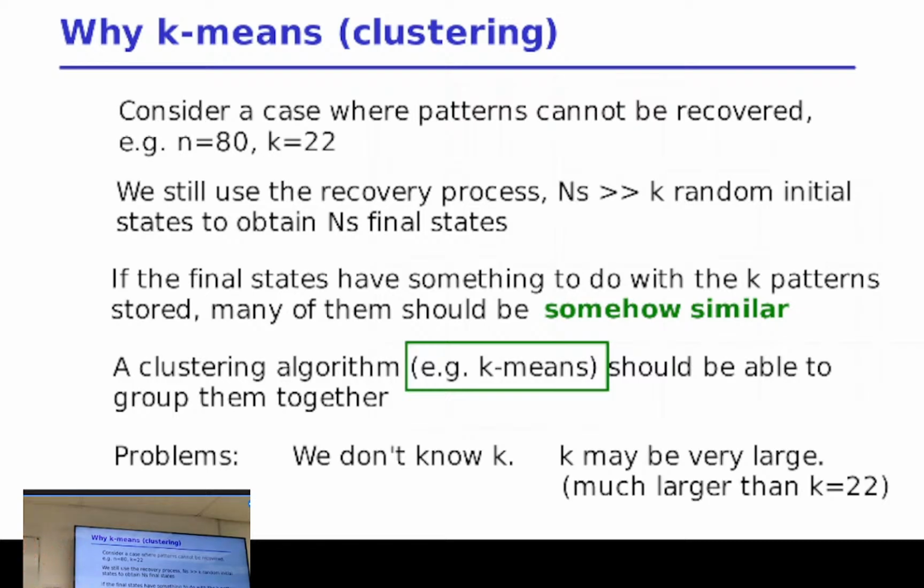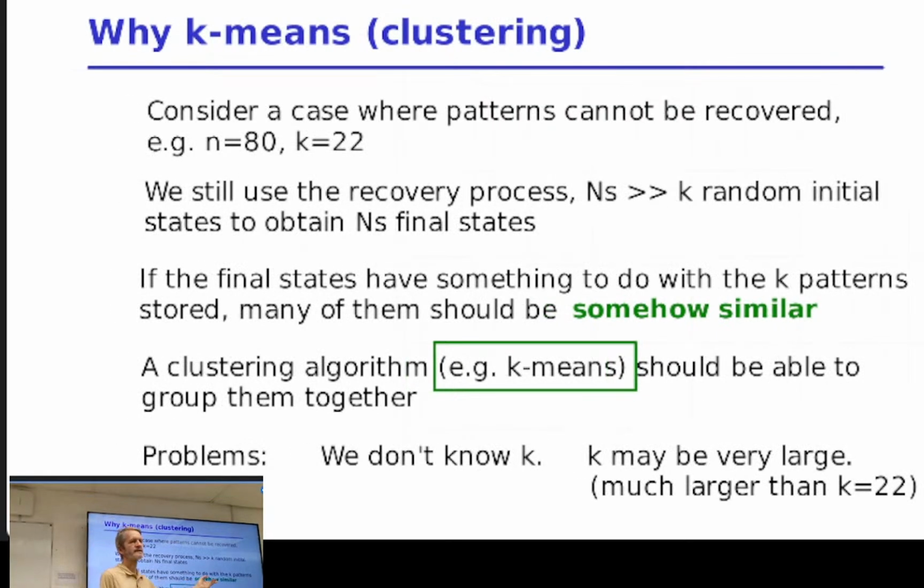And now if the final states have something to do with the patterns stored, then they should somehow be similar, right? Because say you take here 100 initial states, maybe 1,000, and you have of the order of 22 patterns stored, then many of them must be close to the same pattern, if they approach the pattern at least. And that might be something you can check.